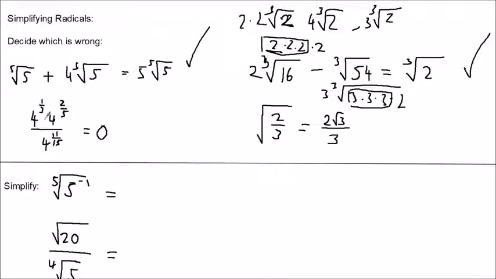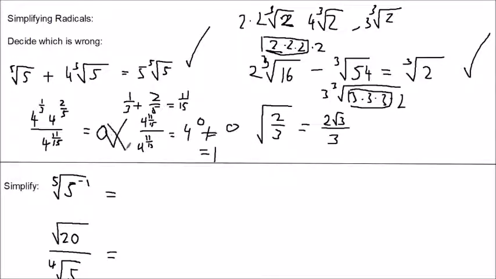4 to the 1/3, 4 to the 2/5 is, just add the exponents together. You will get, that's 5/15, 6/15, so 11/15. So you have 4 to the 11/15 divided by 4 to the 11/15, which will get you 4 to the 0. But however, 4 to the 0 is not 0. It is 1. So that is not correct. I don't know why I ticked. That's not correct.